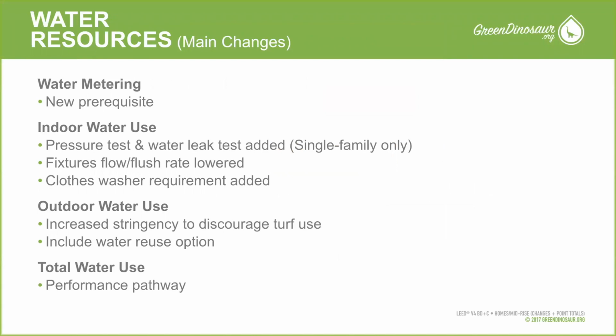Water metering for all units is now a prerequisite. For indoor water use and in single family only, there will be testing required. The fixtures, flow and flush rates have been lowered and all the plumbing fixtures must now be WaterSense certified. And there is a credit that's been added for clothes washer efficiency. For outdoor water use, there is an increased stringency to discourage turf use and to encourage water savings.